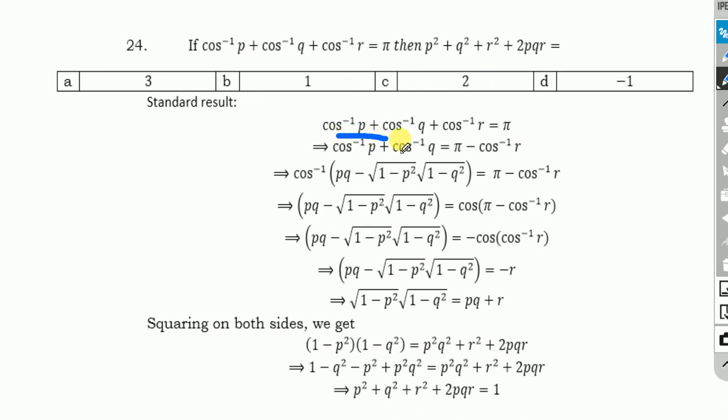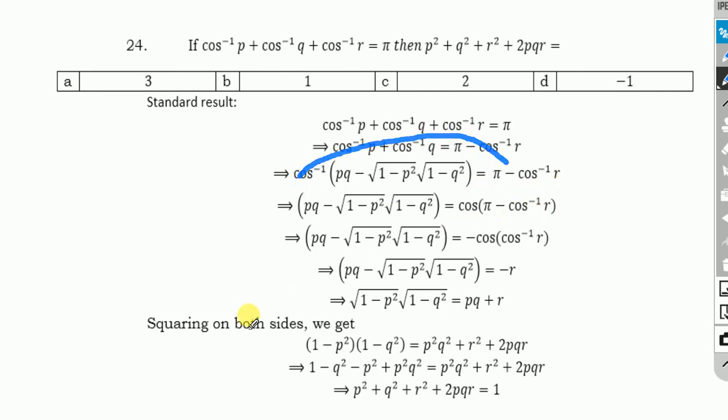Cos inverse P plus cos inverse Q plus cos inverse R is equal to pi. That implies cos inverse P plus cos inverse Q is equal to pi minus cos inverse R. Take this cos inverse R to right hand side, so you get pi minus cos inverse R. Now I have cos inverse x plus cos inverse y is equal to cos inverse of xy minus root of 1 minus x square into root of 1 minus y square, which is equal to pi minus cos inverse of R. So let us apply the definition.